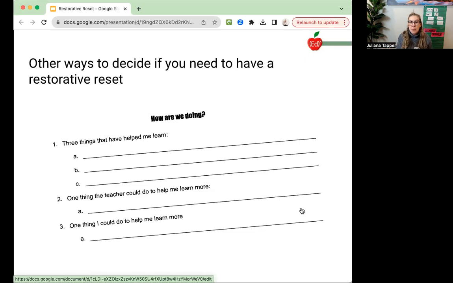So other ways that you can decide if you need to have a restorative reset, you can do a little feedback form like this. Maybe you do this the first week back or right before you leave on break. 3 things that have helped me learn in this class. 1 thing the teacher could do to help me learn more, listen to the students' feedback. 1 thing I could do to help me learn more, let the students self-reflect on, is there any action they need to take to learn more in your class?